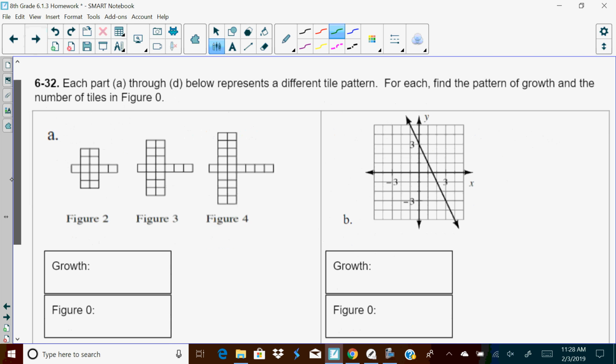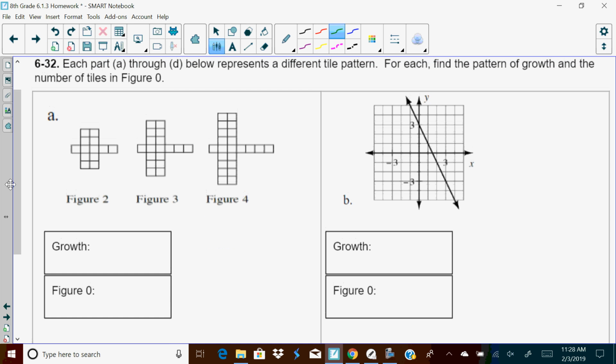For 32, each part A through D represents a different pattern. For each pattern, find the pattern of growth and the number of tiles in figure 0. So in the first one, I realized that my growth was going to be 5, because each time I'm adding 2 to the top, 2 to the bottom, and 1 to this part over here. So I have growth of 5. So it means I'm going back 5 each time. So my figure 0 was going to be positive 3.